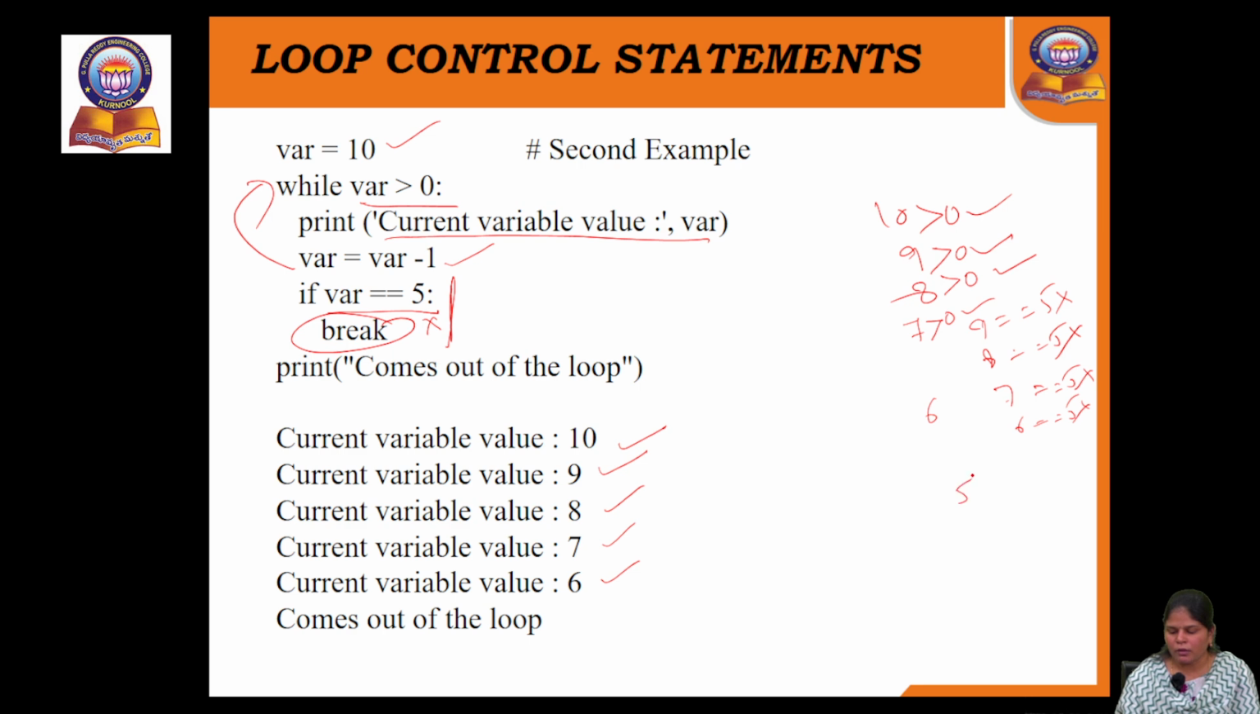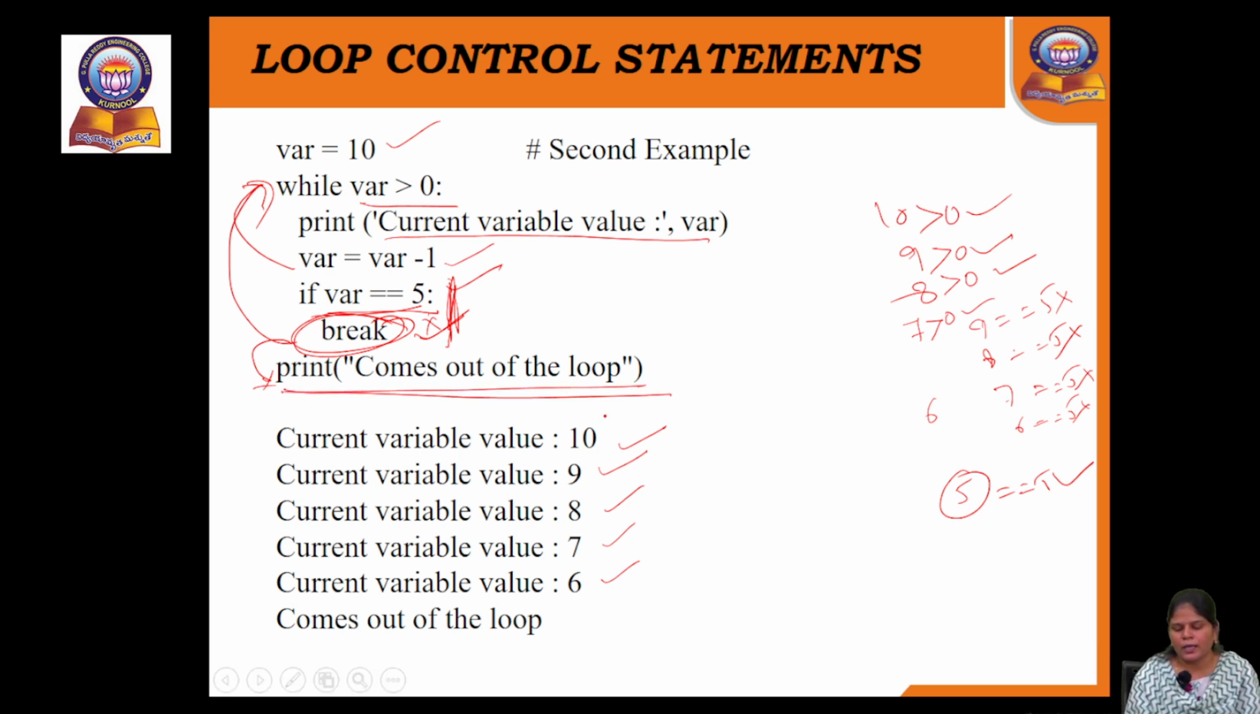Now var value will become 5. Now 5 equal to 5, condition is true. So as the condition is true, the suite for this is break. So the interpreter has encountered the break. So it won't go back again. It comes out of the loop. So what is the statement we have outside the loop? It comes out of the loop.